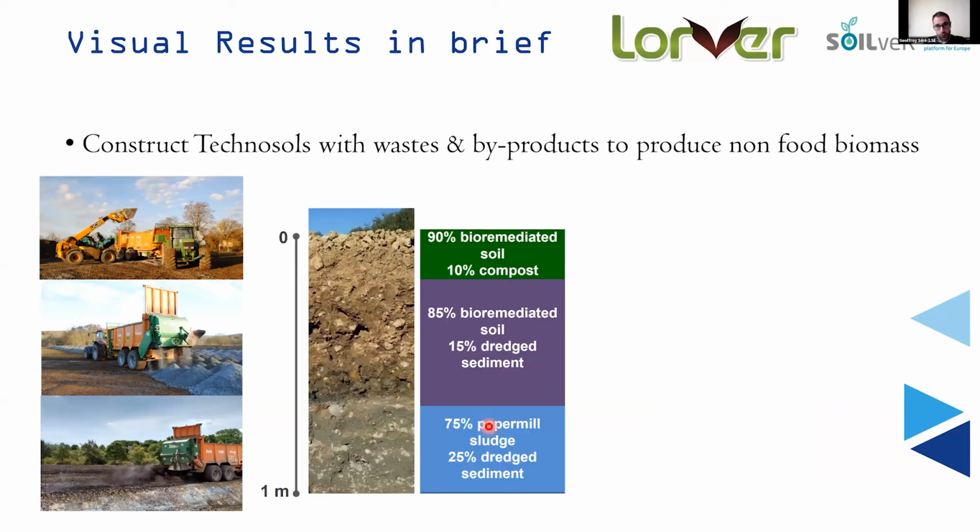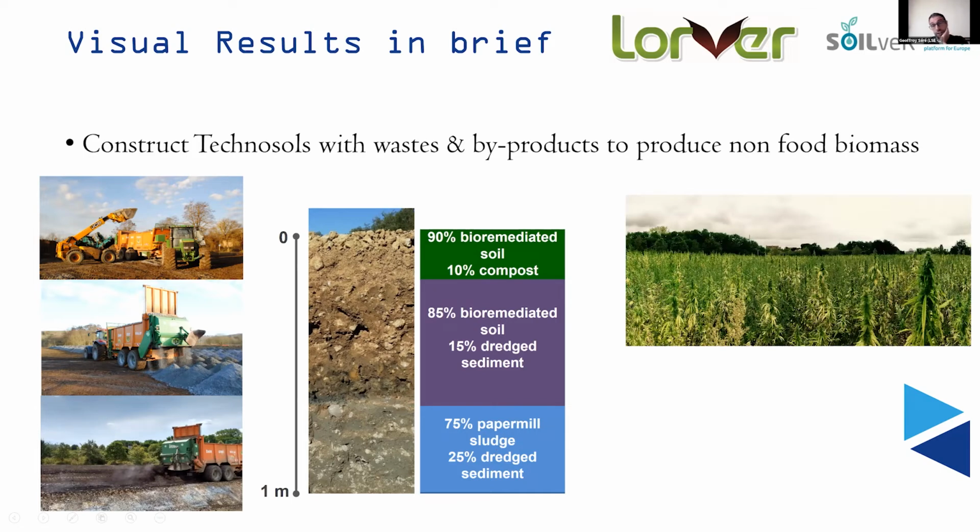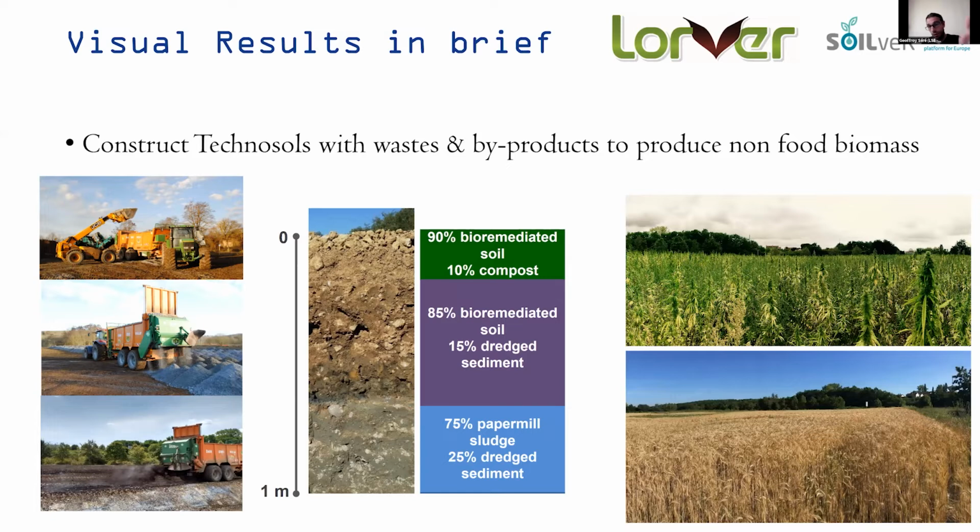Here is one treatment with a biotreated, bioremediated soil mixed with compost, another layer mixed with dredge sediments, and a last horizon with a mixture between sediments and peppermill sludge. And we succeeded in cultivating some hemp in order to produce some fibers. And the next year, we also produced some wheat for biomass, energy biomass.